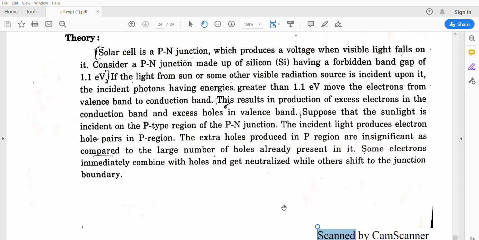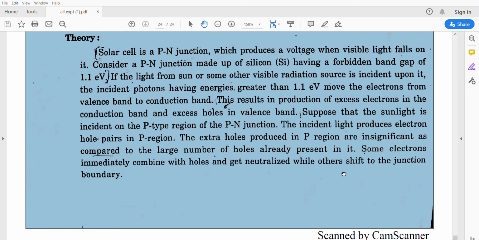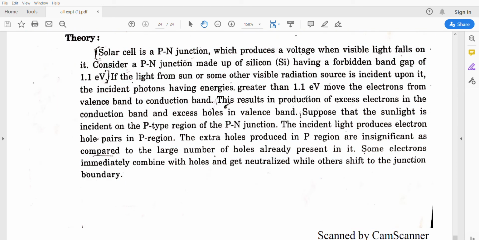A solar cell is a PN junction which produces a voltage. As I already told, the solar cell is an application of the PN junction diode, which produces a voltage when visible light falls on it. When photons are incident on the silicon material, the electrons come out and flow in the circuit.